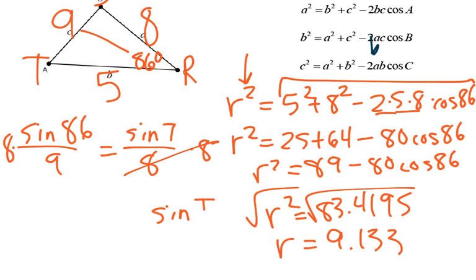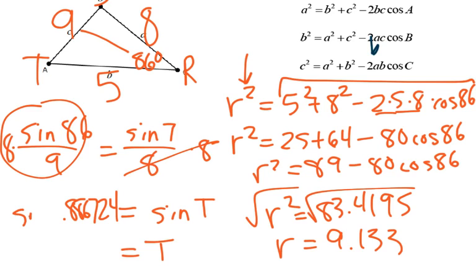And we would get the sine of angle t equals 8 times the sine of 86 degrees over 9, which gives us about 0.886724. Then to find t, we take the inverse sine of that, to get 62.46, so 62 degrees. So that's 62 degrees. Okay.